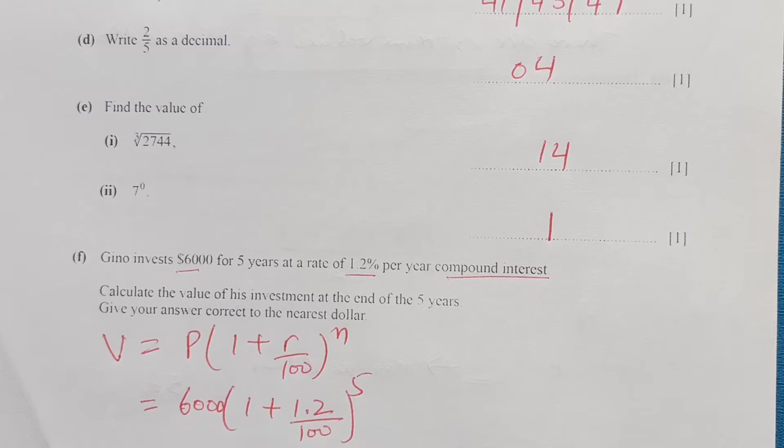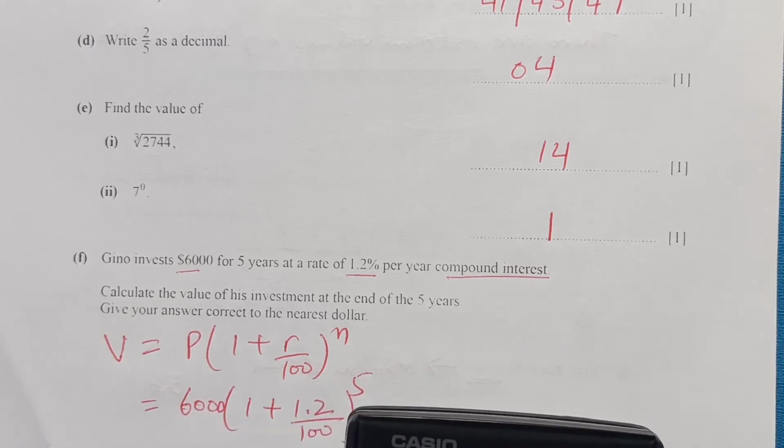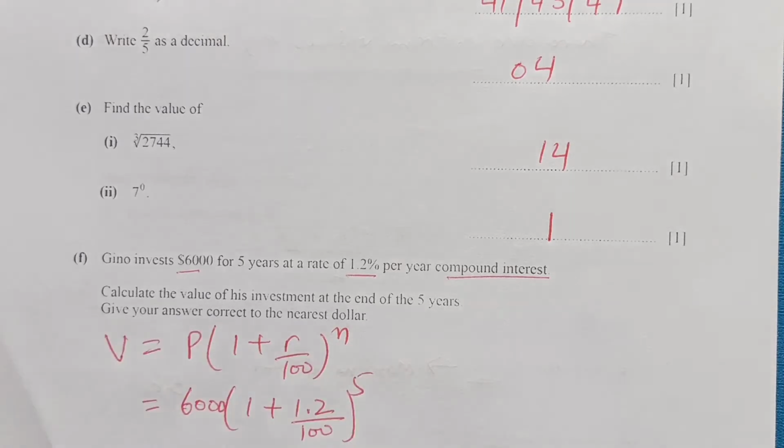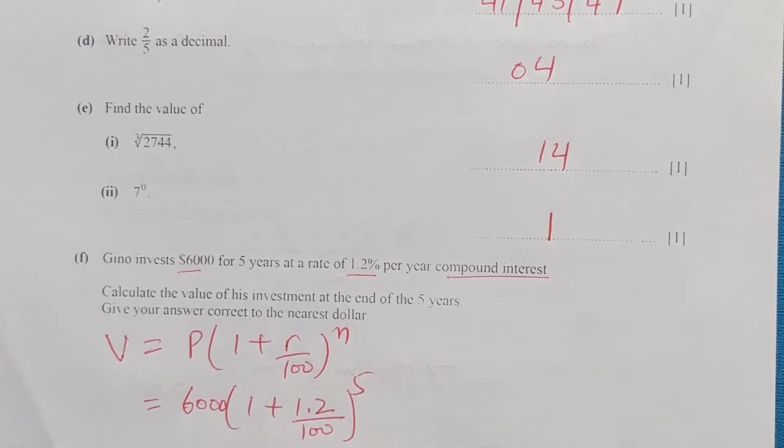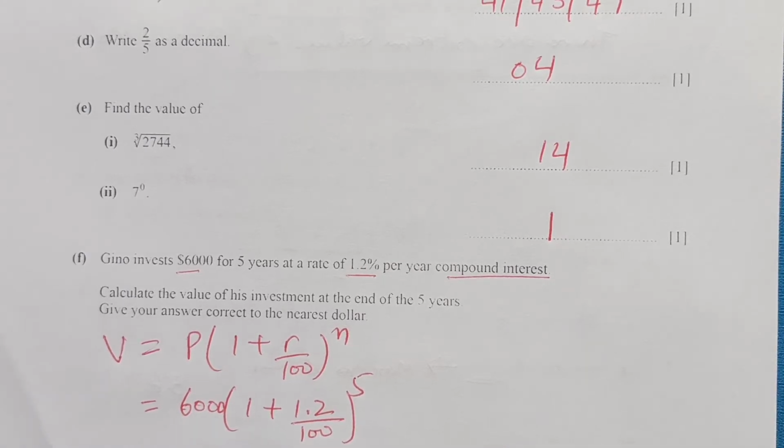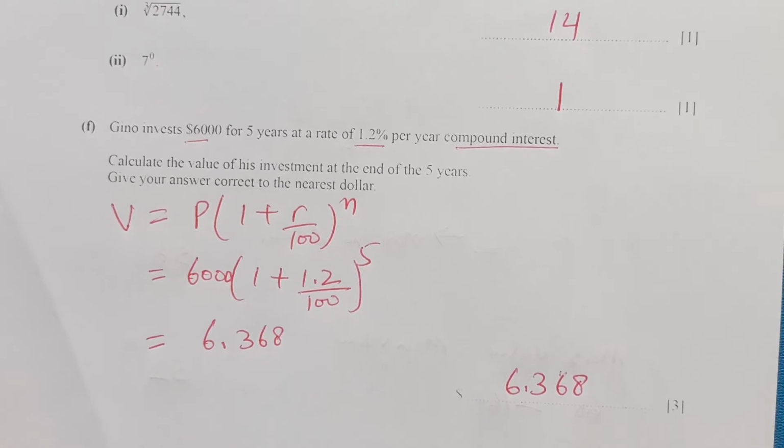It is 6,000. In bracket we have 1 plus 1.2 divided by 100 and power is 5. So this is coming to be 6.368. So that is our answer, $6.368. That is the final answer here.